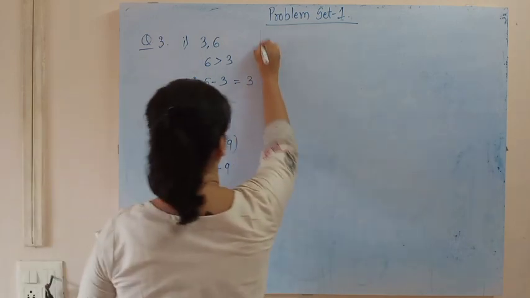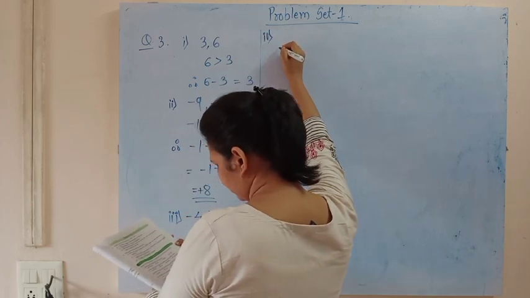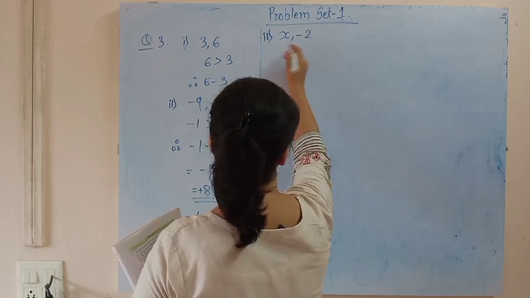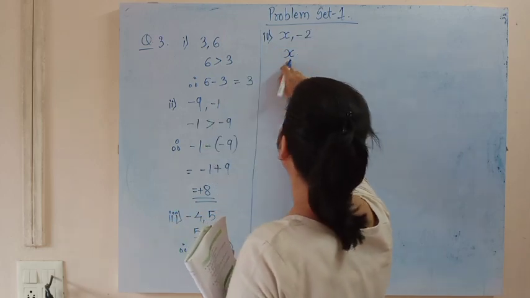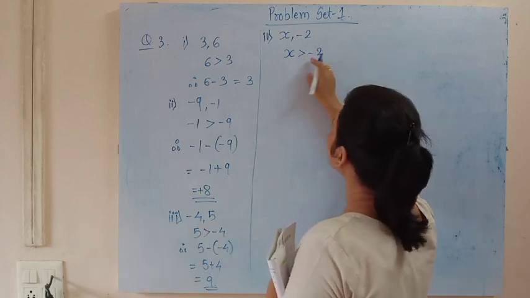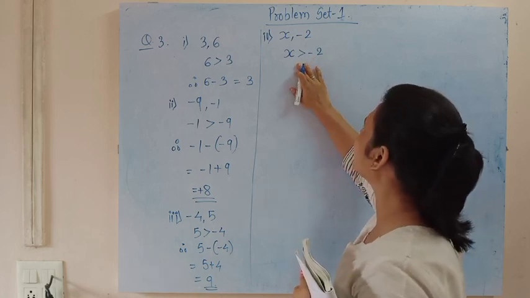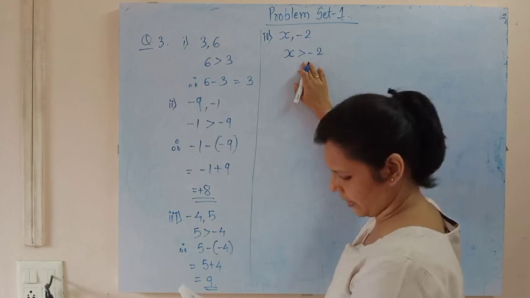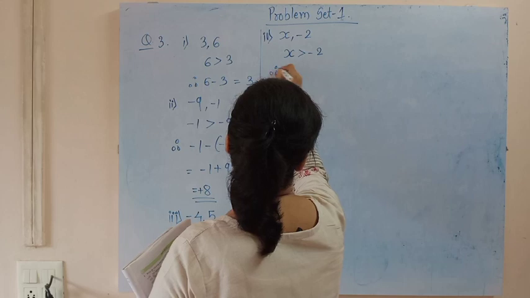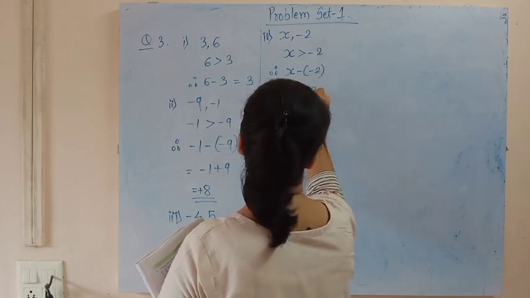Now in case of fourth question, what is the fourth question? x and -2. So here x is positive number. So it is bigger than -2. We have to assume that it is bigger than -2. Okay, or you can assume that it is smaller than -2 as well. Okay, so the answer is x minus -2 is equal to x plus 2.